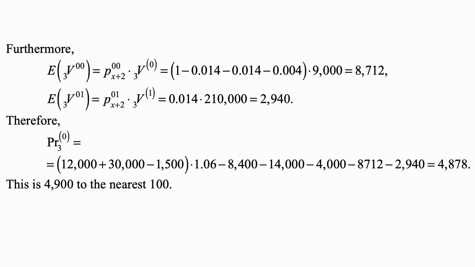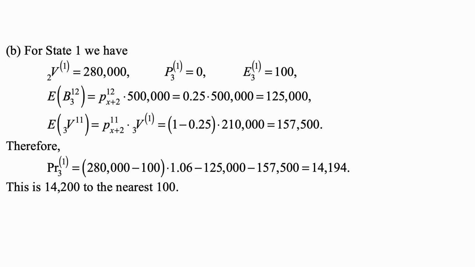And the expected value of the reserve upon transition from state 0 to state 1 is the probability of that transition times the reserve in that state, which is 0.014 times 210,000, and that's 2,940. And therefore the profit is previous reserve plus the premium minus expenses accumulated at the interest rate that is earned, minus all the payouts of benefits in various situations, and all the reserves that are kept. And all the values we just calculated, we subtract them all, and then we end up with 4,878, which is 4,900 to the nearest 100.